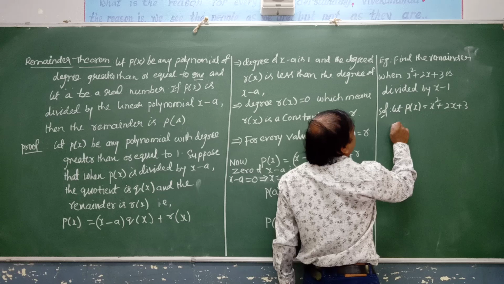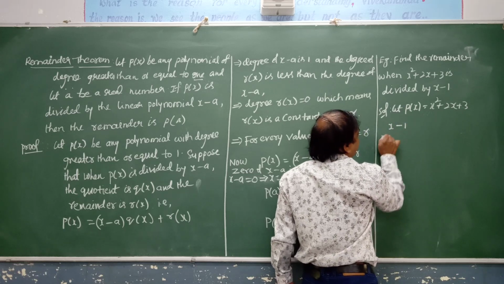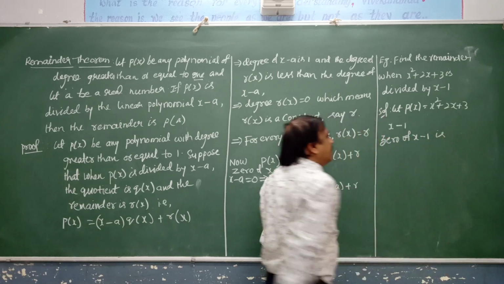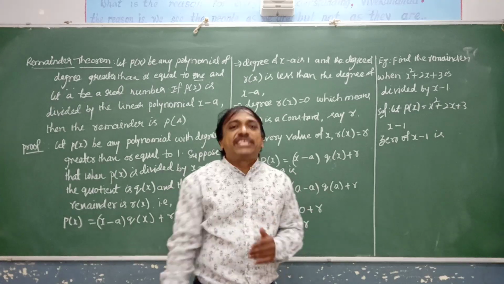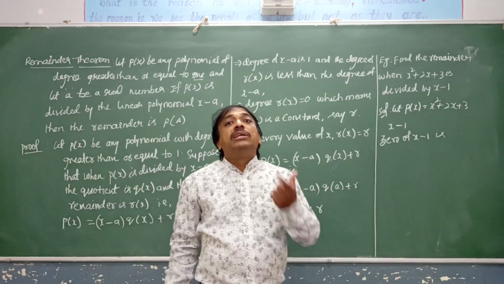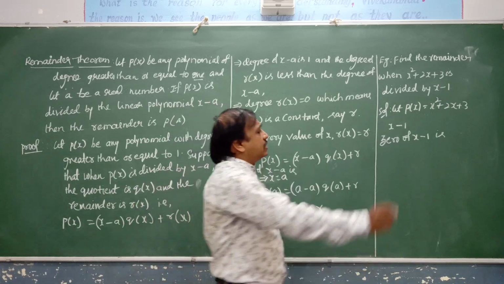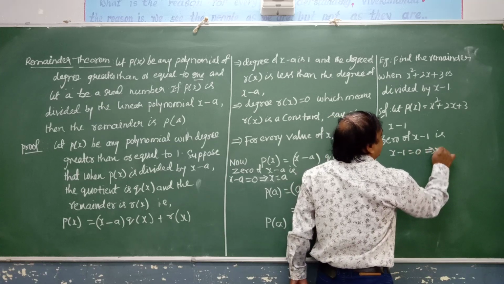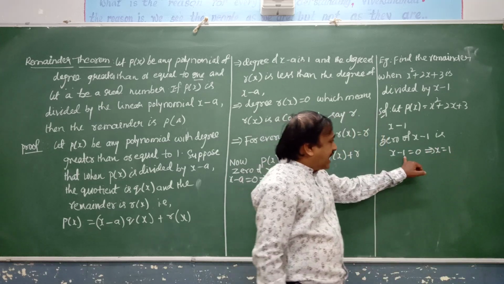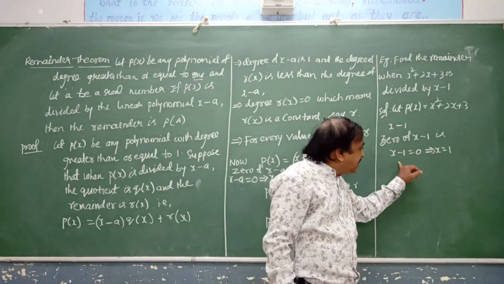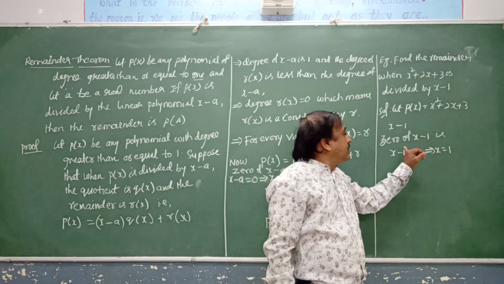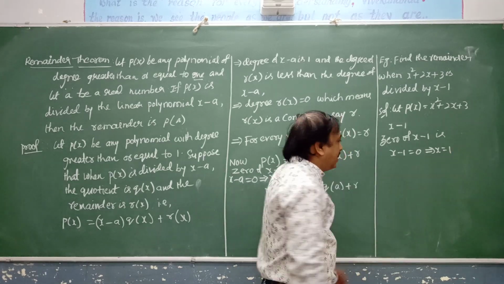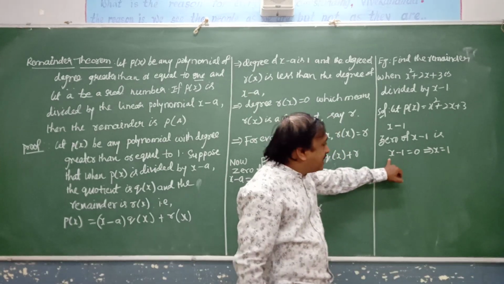So we find the zero of x minus 1. In the previous exercises we found how to obtain the zero of a polynomial. So x minus 1 equals 0, which implies x equals 1. If you transpose the minus 1 to the other side, what do we get? 0 plus 1 is equal to 1. Therefore, x is equal to 1. I hope you understood here.